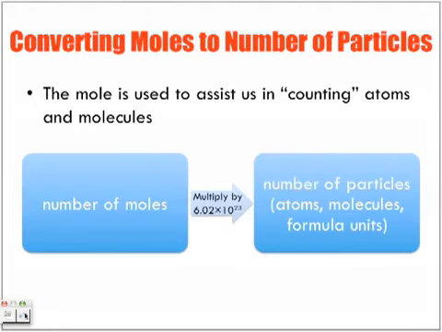Now, converting moles to number of particles. What we've done is we take the number of moles, like we had in that example, 2 moles, and all we did was multiply it by 6.02 times 10 to the power of 23 to get the number of particles. Now, we were looking at atoms. If we are looking at it in terms of molecules, 1 mole is equivalent to that many molecules. So we're using it to pretty much count atoms, molecules, formula units. Formula units, again, like I said, ionic.